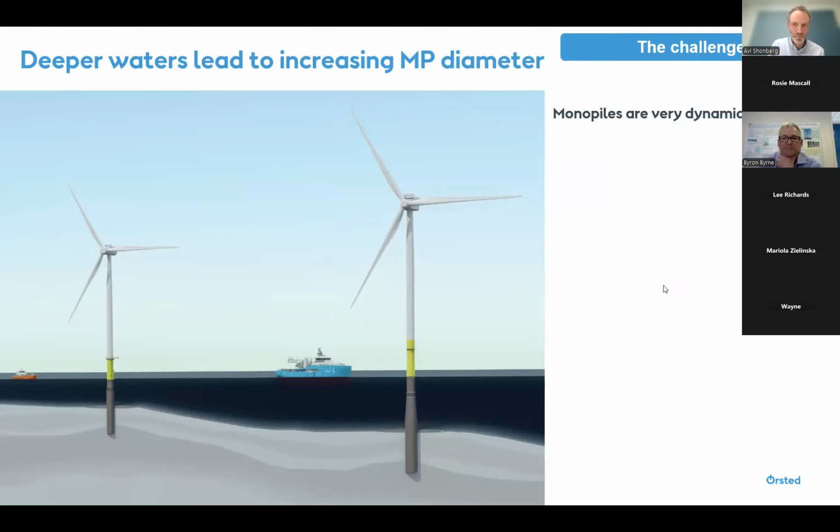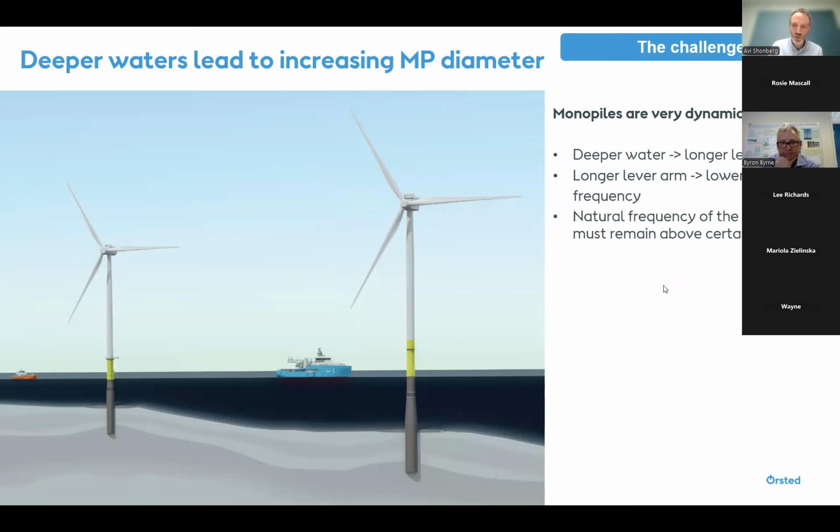And what does that mean? These monopiles, as I mentioned, are just big steel tubes. When you break them down and simplify them, they're very dynamic structures. Whilst they look massive and very stiff, when you put a giant wind turbine on top, these things can really move around with the different loads that the environment can apply. Deeper water leads to a longer lever arm, and that means we get a lower natural frequency. The longer the lever arm, the slower this moves back and forward at its natural frequency.